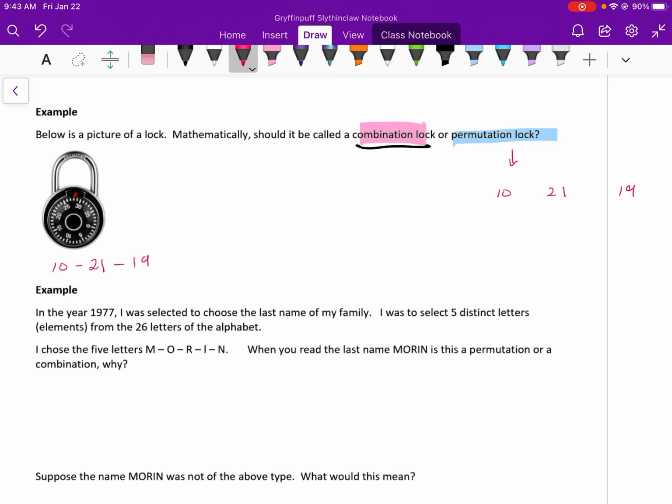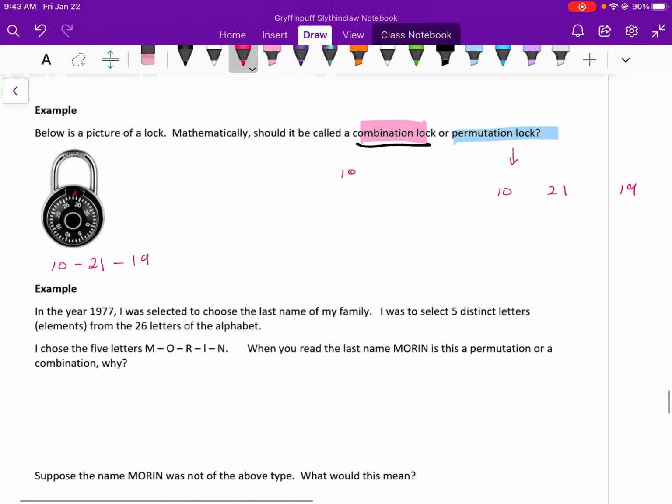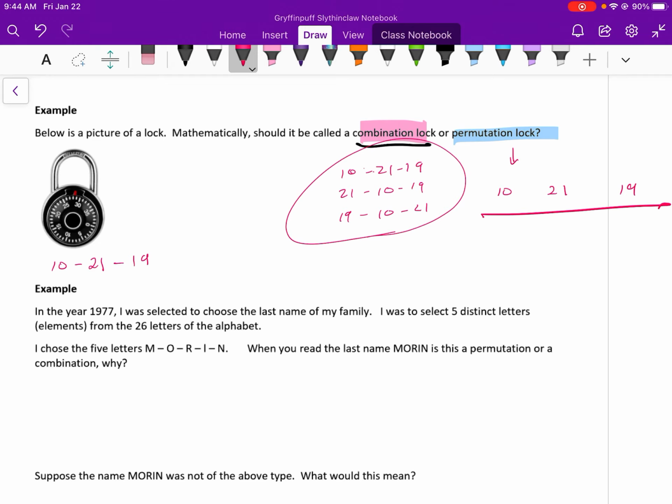If it was a combination lock, well, you could say that would definitely open it. Or sometimes I enter this, or sometimes I put 19 first. Really, the order of your elements doesn't matter. So when we say order matters, order does matter in some items, such as words. Which letter comes first? In a combination, order doesn't matter.